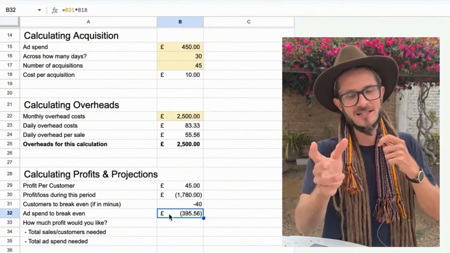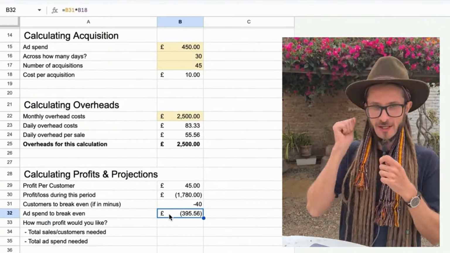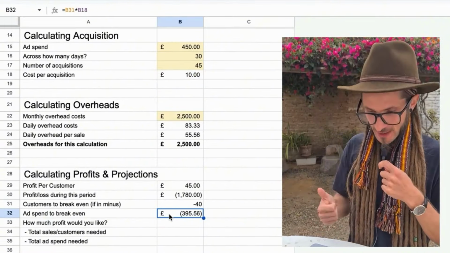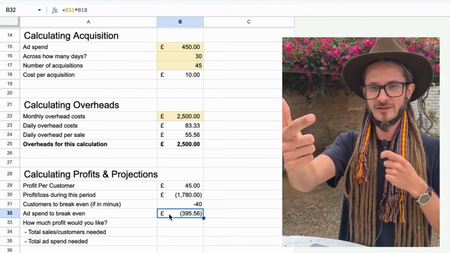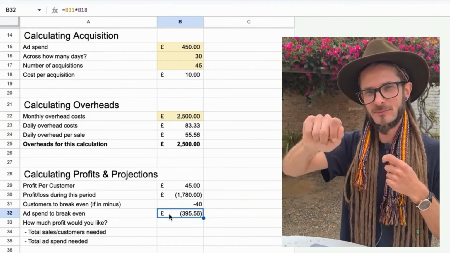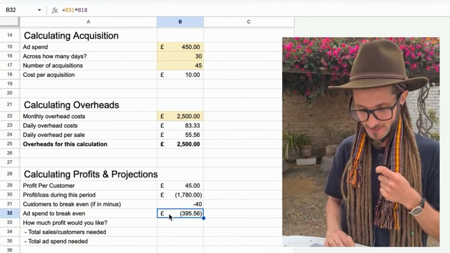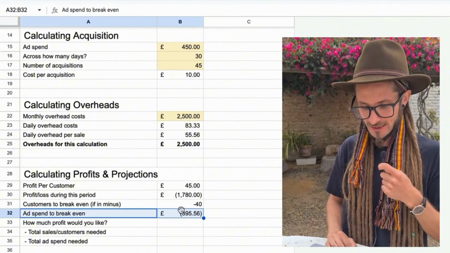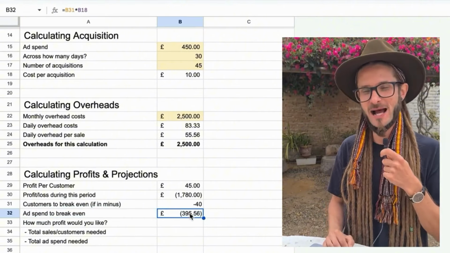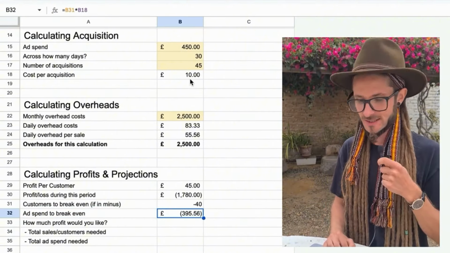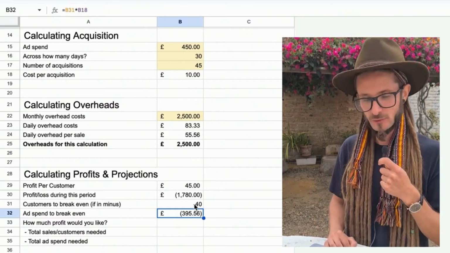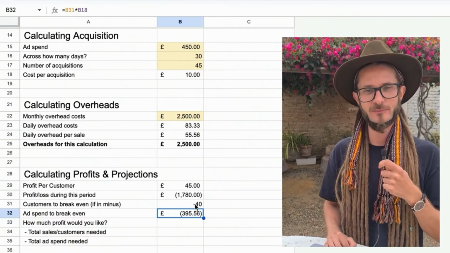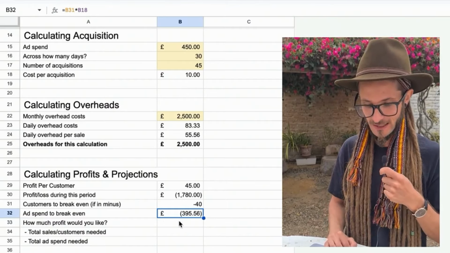The next bit is looking at ad spend to break even, okay, guys? So it's saying, okay, well, if we need 40 customers, how much does it cost to acquire those 40 customers? And how much do we need to spend to get to those 40 customers? So within this example, we'd need to spend £395 to acquire customers at £10 acquisition in order to break even, to get those 40 customers and to break even, okay? So these are automatically self-calculating fields, guys.